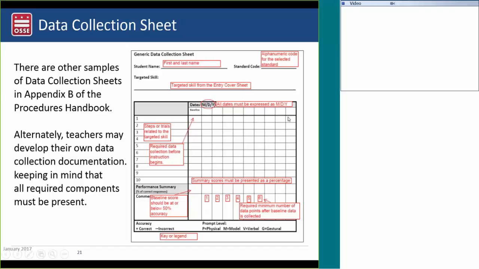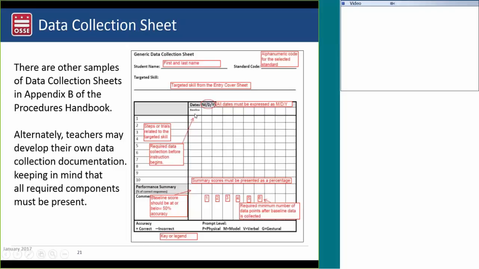Another requirement is the dates expressed as month, day, and year. Don't leave the year off on your dates, because if the year is not on there, the scorer doesn't know what year this was produced in, and they're not allowed to guess or assume anything. So if you want the scorer to know what year you collected your data, make sure it is reflected in your dates, which appear across this row, on this particular example. This part over here would be the steps or trials related to the targeted skill, because the targeted skill is listed up here. Sometimes the targeted skill gets written in here.